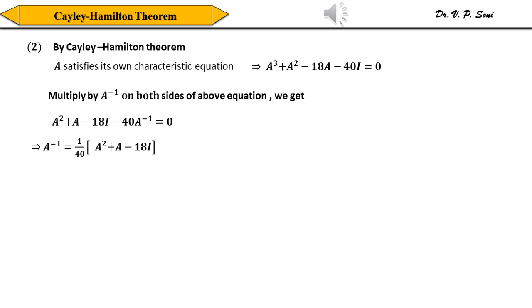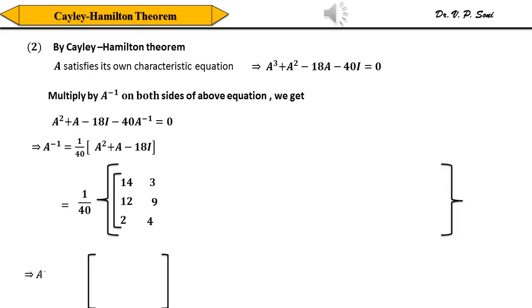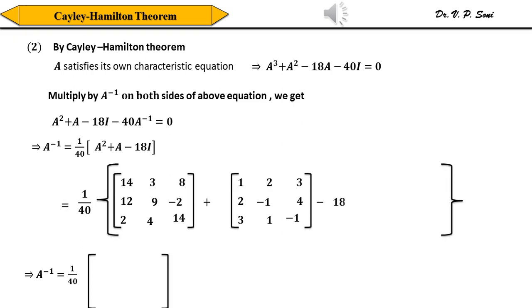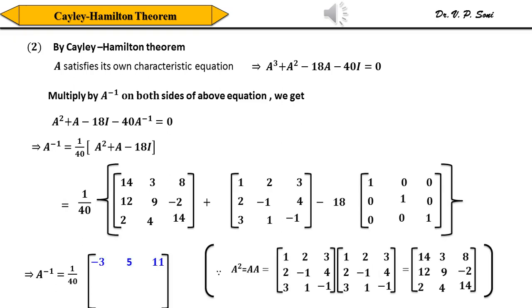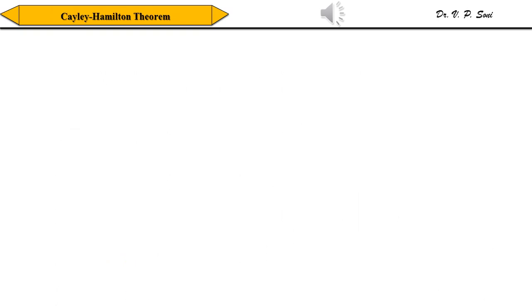Now put the matrix A square, A and identity matrix and adding them, then we get A inverse equal to 1 by 14 into matrix whose first row minus 3, 5, 11, second row 14, minus 10, 2, third row 5, 5, minus 5. Now third, we find A raised to 4.